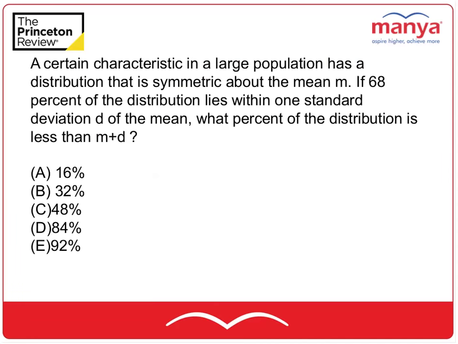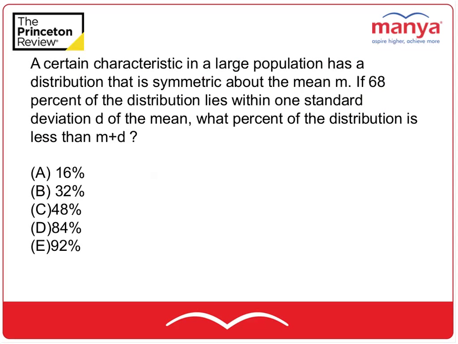So when they say the population has a distribution that is symmetric about the mean M, if 68% of the distribution lies within one standard deviation D of the mean, what percent of the distribution is less than M plus D? So we know the total is 100%, and where does that M plus 1 deviation come?